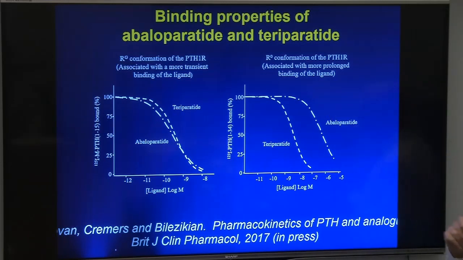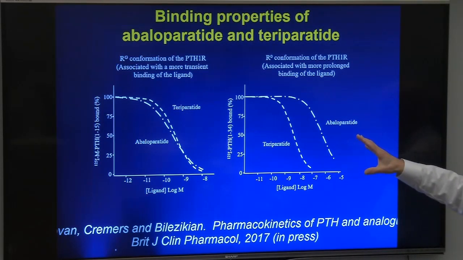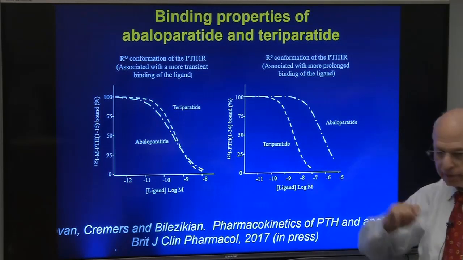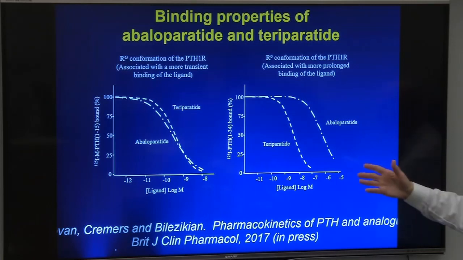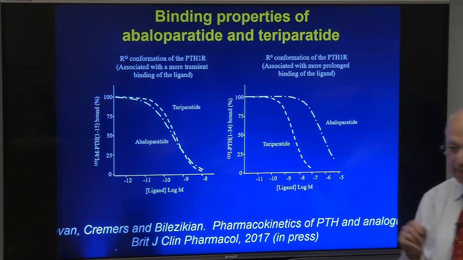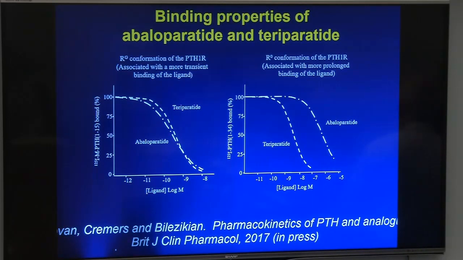In contrast, the R0 is the longer-lived interaction between the PTH ligand and the receptor. If you buy this idea, you would like your potent anabolic to have preferential affinity for the RG because, again, short, intermittent, low-dose administration unmasks the anabolic properties of PTH. Well, this doesn't show that. This shows that teriparatide and abaloparatide have equivalent affinities for that transient state of the receptor.